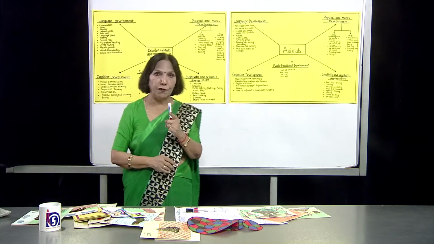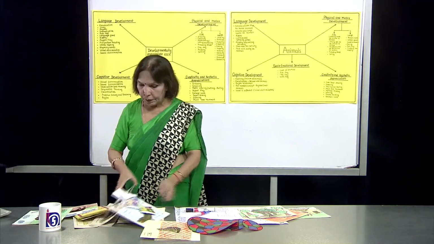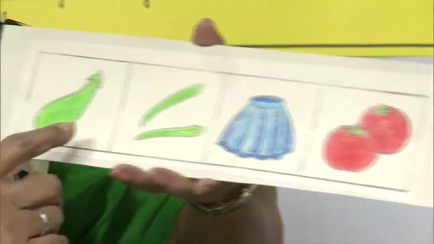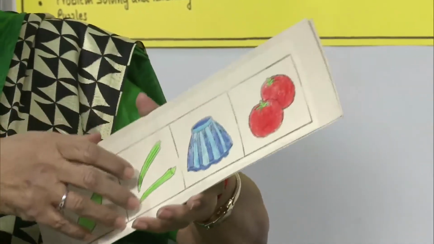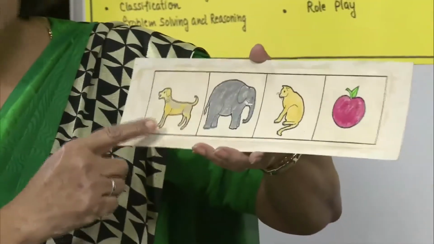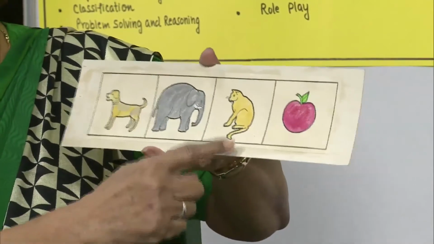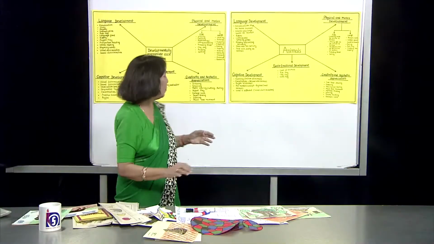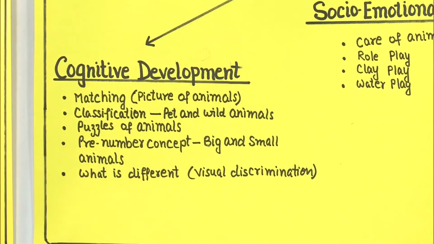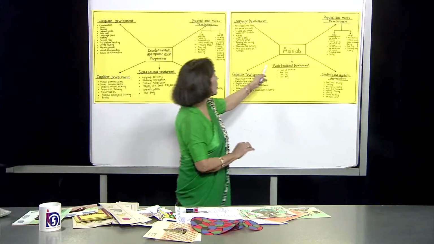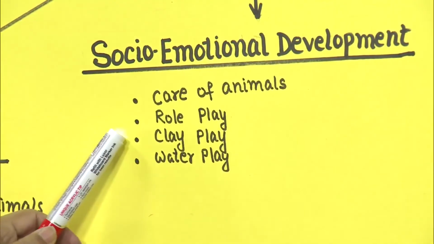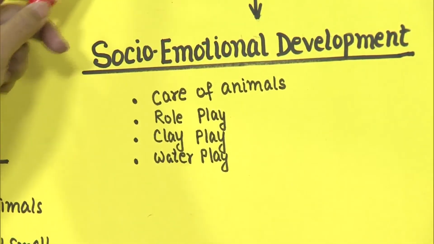So, what is different for visual discrimination? One picture will be different and the others will be the same. What is different and what is same? Here, which one is different? This is animal, this is animal, this is also animal, but this is not animal. So, this is different. So, in this way we can develop visual discrimination. Now comes socio-emotional development.